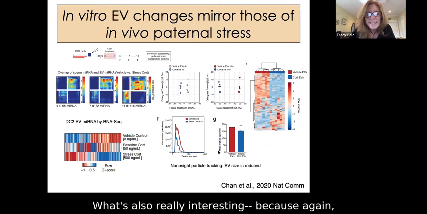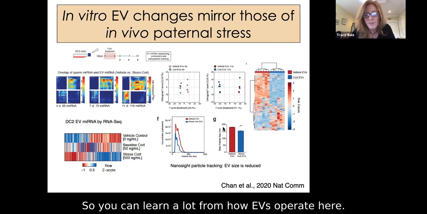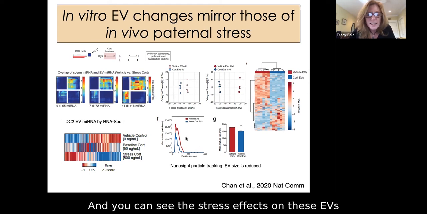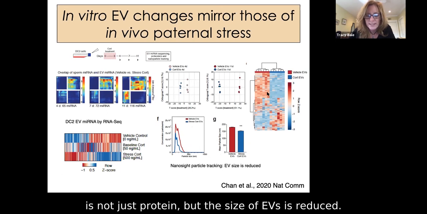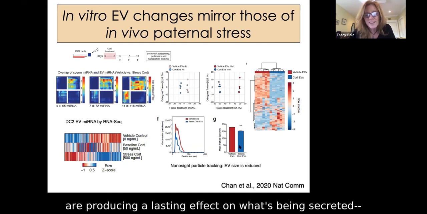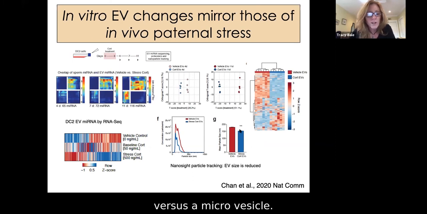What's also really interesting, because again, this is a pure cell population, so you can learn a lot from how EVs operate here. This is using nanosight technology that uses particle tracking. And you can see the stress effects on these EVs is not just protein, but the size of the EVs is reduced. And this is really interesting because the glucocorticoids are producing a lasting effect on what's being secreted, right? So maybe driving it toward a more exosome type of vesicle versus a microvesicle.